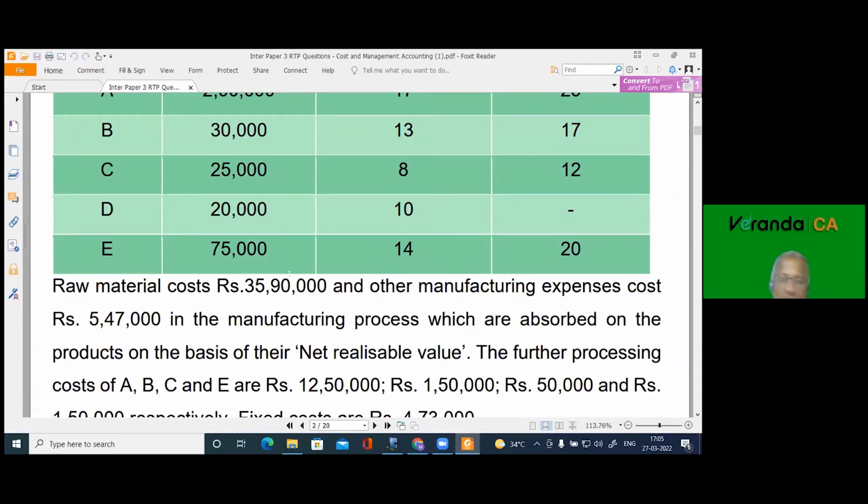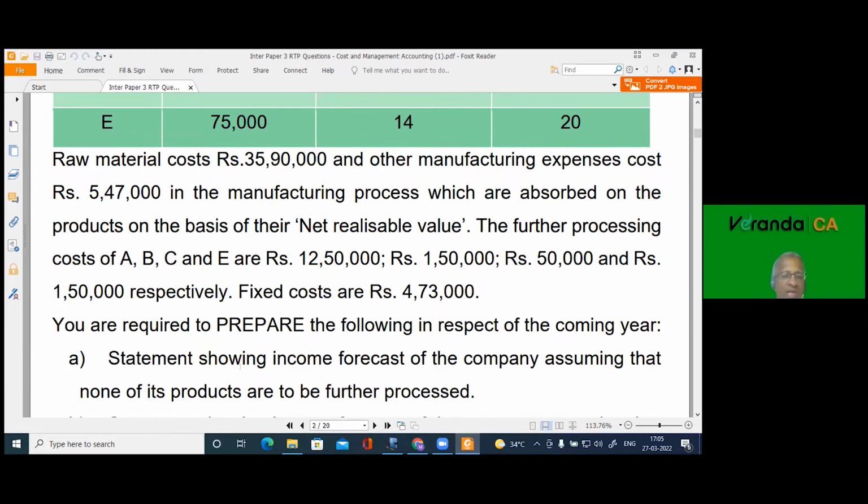Raw material cost is 33 lakhs 90,000. Other manufacturing expenses cost 5 lakhs 47,000. The manufacturing costs are absorbed on the products on the basis of demand. The further processing costs of A, B, C, and E are 12 lakh, 50 lakh, 50,000, 50,000 and 50,000 respectively. Fixed cost is 4 lakh 73,000.